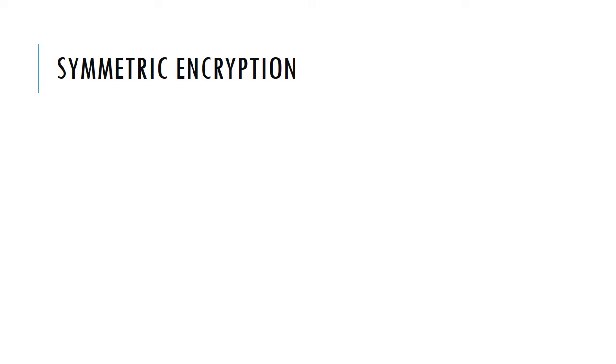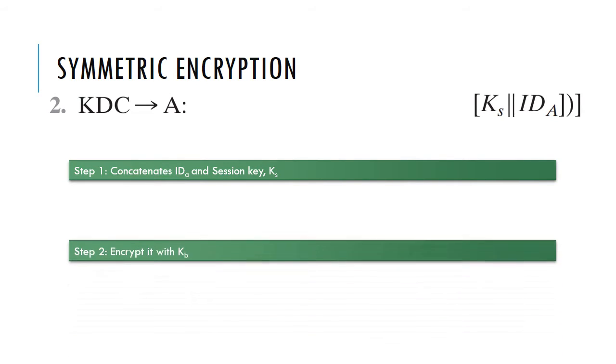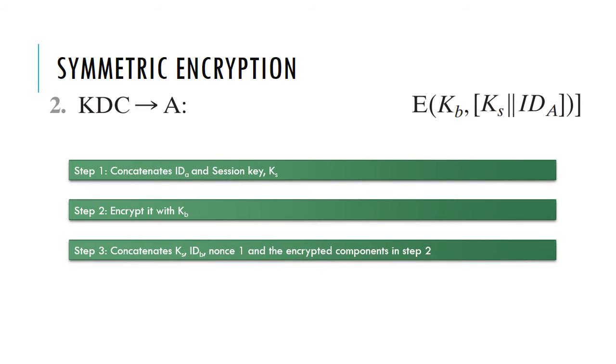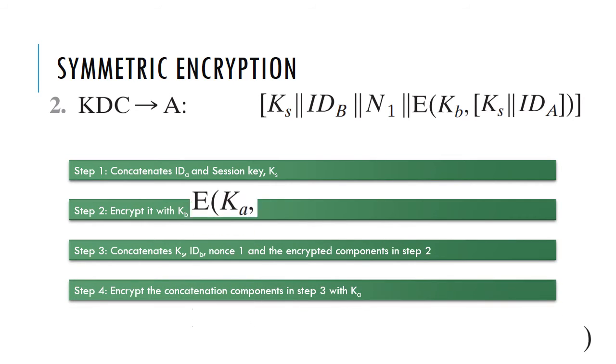Once the key distribution center receives the message from Alice, the KDC will concatenate the ID of Alice and the session key. Then the KDC will encrypt the result with Bob's key. Then the KDC will concatenate the session key, Bob's ID, nonce 1 and the encrypted component which we did in step 2. Then, encrypt the concatenated components with Alice's key.